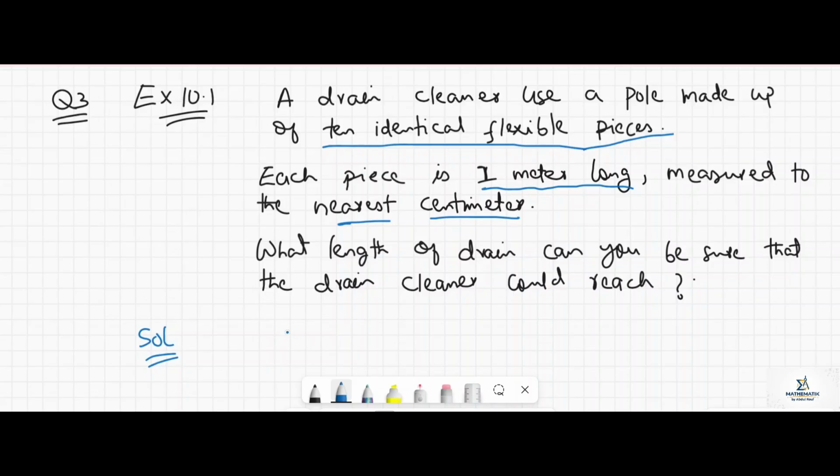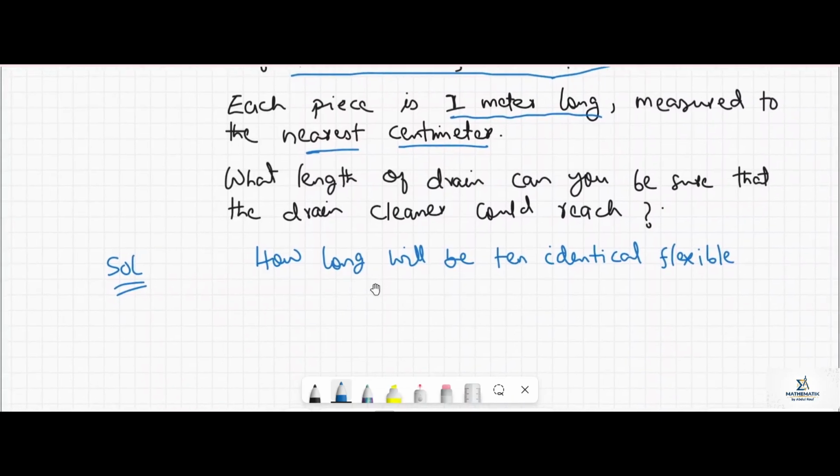So first of all, let's find how long 10 identical flexible pieces will become. So this is simple. So one is 1 meter long. So 1 into 10. So this is 10 meter long. So while converting into a centimeter, so 10 into 100.